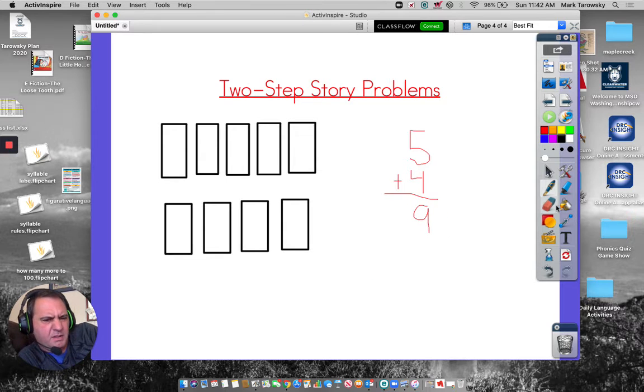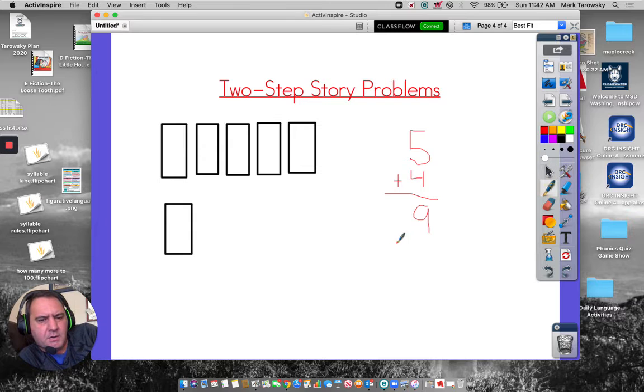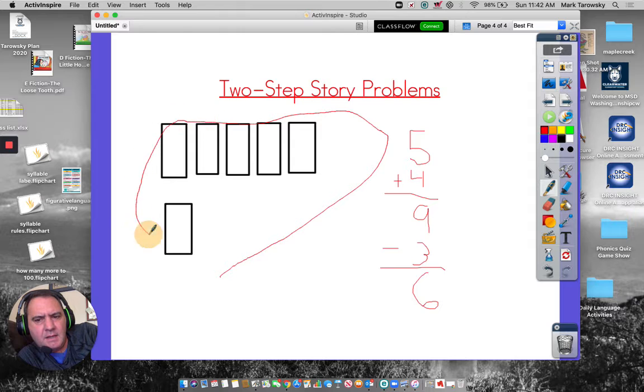Now the next part, since we're eating them, we are subtracting. So we're going to eat 3 of those candy bars. We would then just subtract those 3, and we would end up with the 6 candy bars that we see, yay, right here. So again, the first step was to add. The second step was then to subtract.